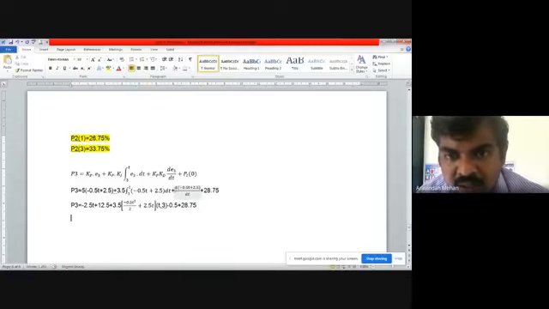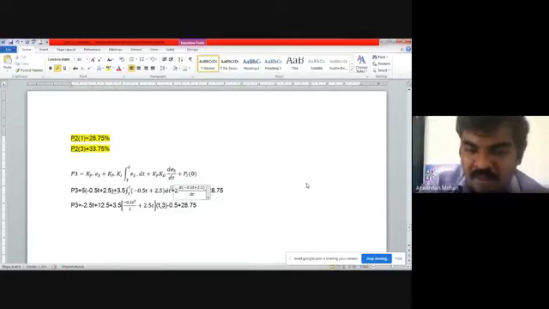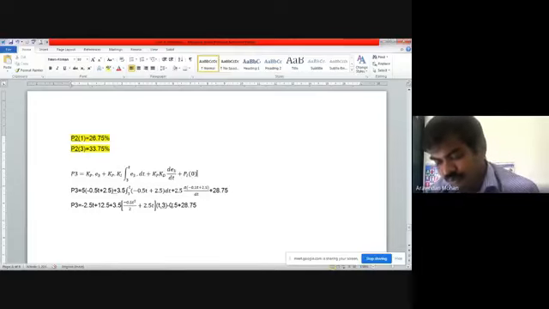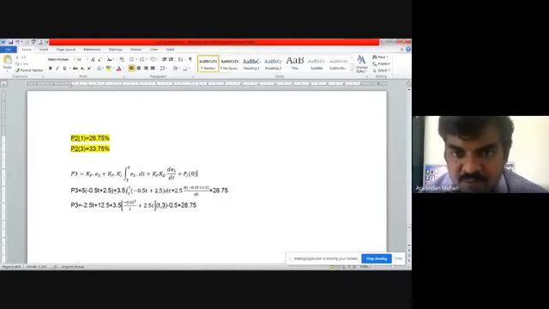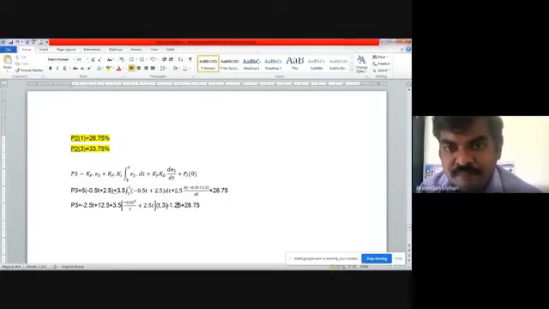Before that, I have left one thing. What is the value of this Kp into Kd? Kp value is 5 and Kd value is 0.5. So 5 into 0.5, 2.5 has to be taken here. I left out that particular thing. So 2.5 into minus 0.5 is, 2.5 into 0.5 is 1.25. So minus 1.25 plus 28.75.